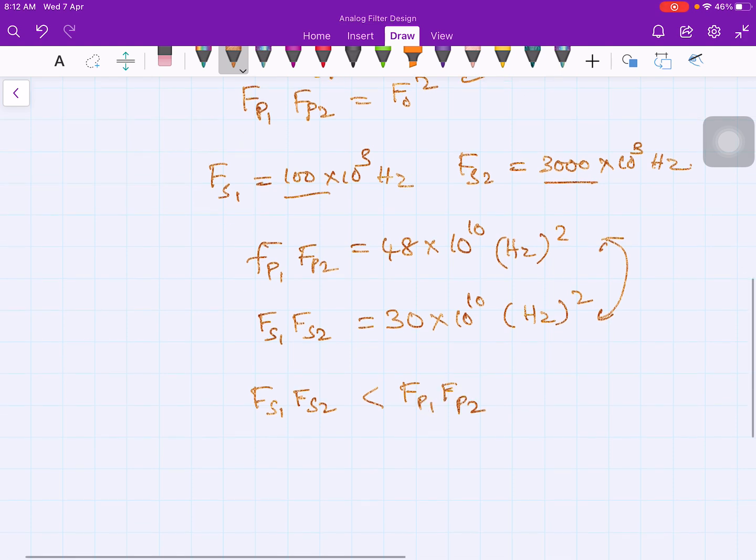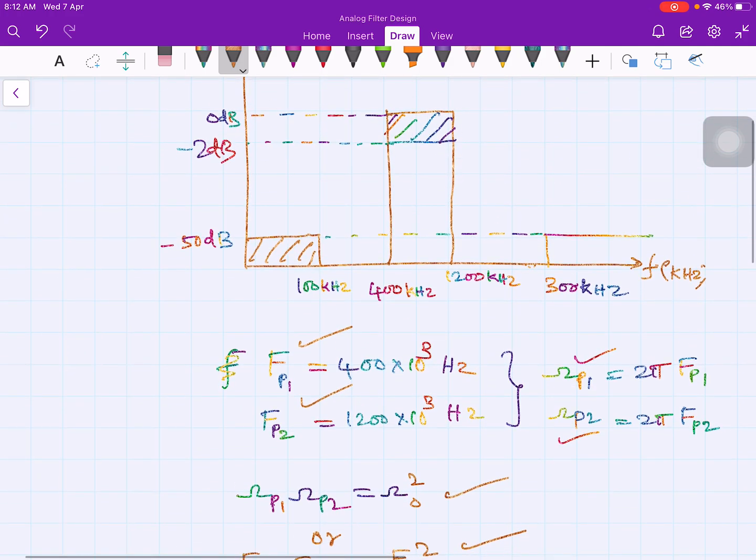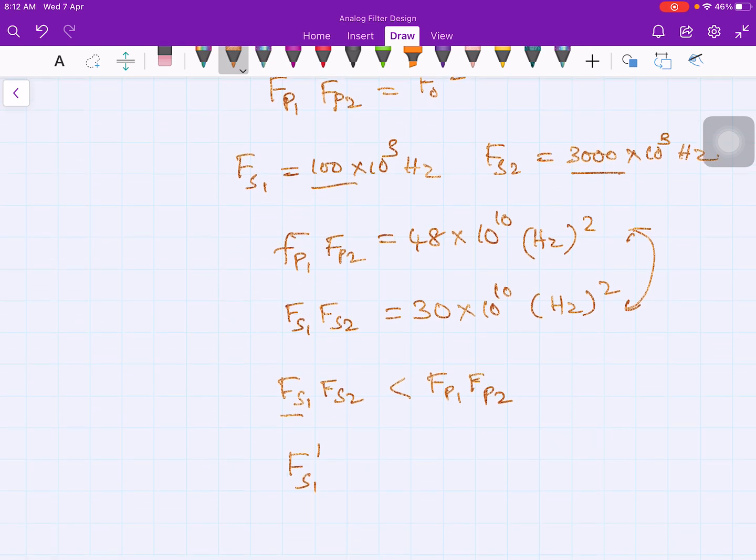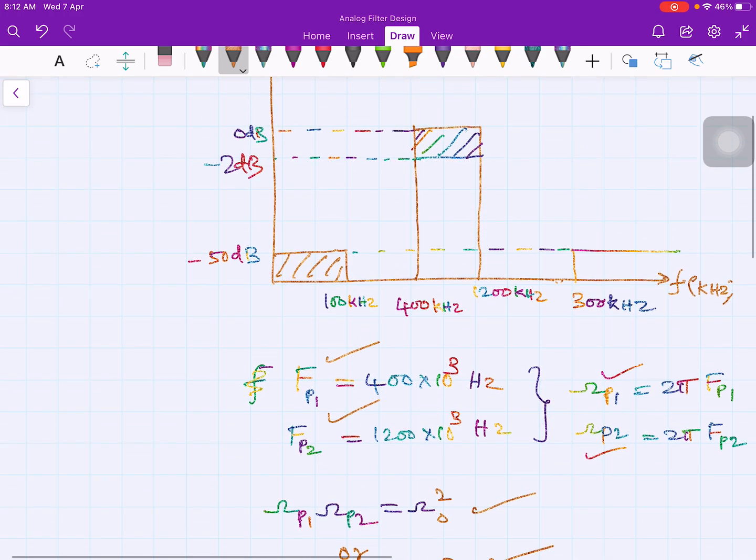In other words, FS1 has to be increased to FS1 prime. Okay, so here the stop band edges product is less than the pass band edges product. Okay, FS1 FS2 is less than FP1 FP2. So I have to increase either FS1 or FS2. If I increase FS2, then my filter will not be a good filter. Okay, I always try to move to the left hand side in the right hand side of the pass band, and in the left hand side of the pass band I always try to move to the right.